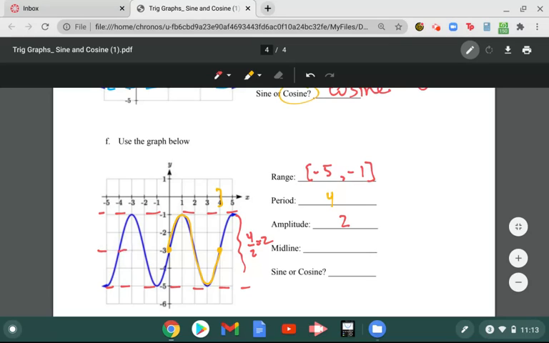Midline is going to go smack halfway in between. So there's my midline. I'll draw it as a solid line. So my midline goes through -3. So y is equal to -3. That curve that I drew out looks like this. You can also think of this guy kind of as an S shape, and that's a great way to remember that this is my sine graph.